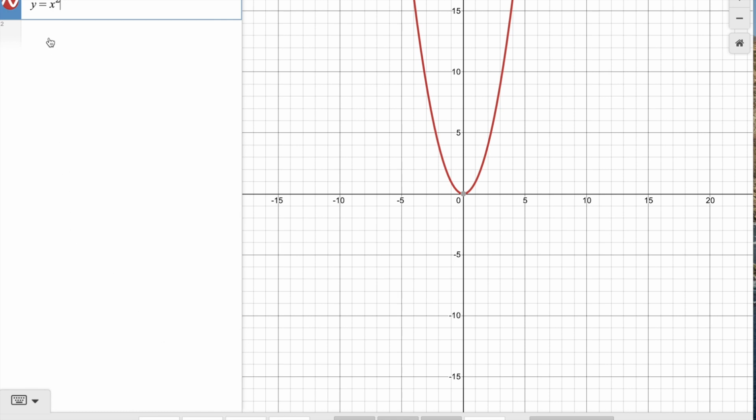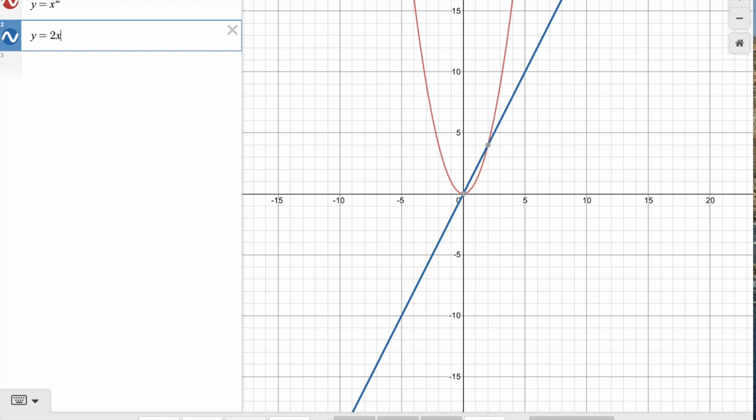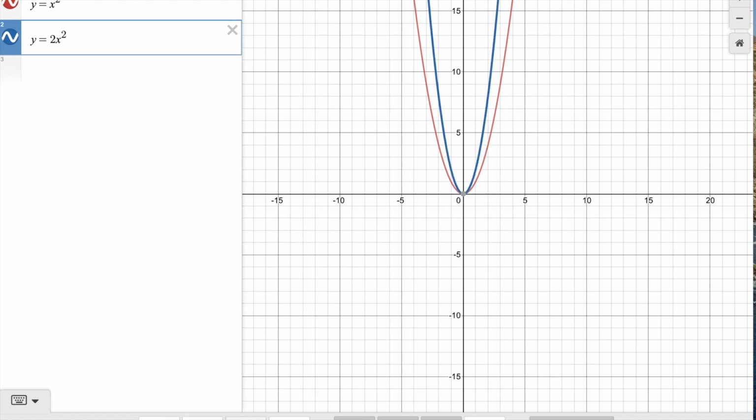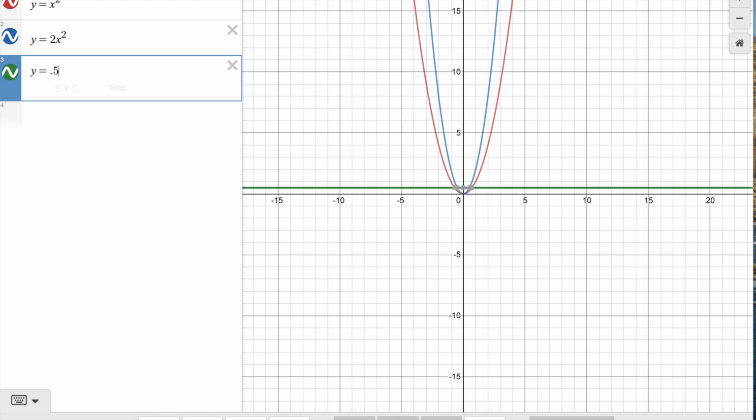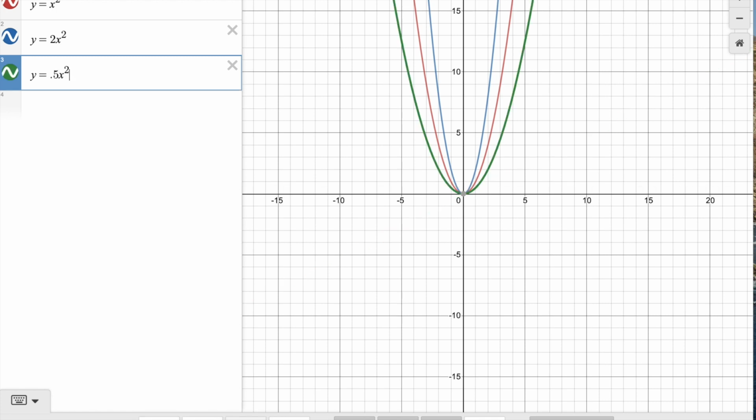But now let's take a look at the same equation, but we're going to put a number like 2 as the coefficient. So 2x squared. What happened? Made it a little more narrow, as you can see. Notice how these bad boys over here are color coordinated. What happens if I do this equation? Y equals 0.5 or 1/2 x squared. Now it gets a little wider.